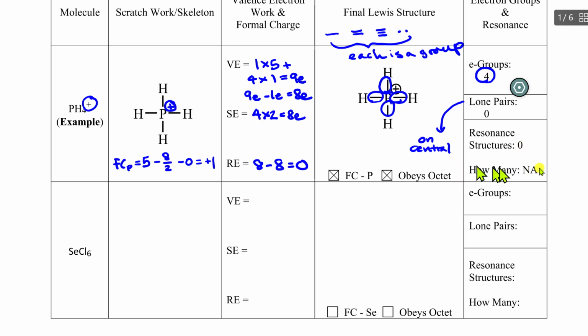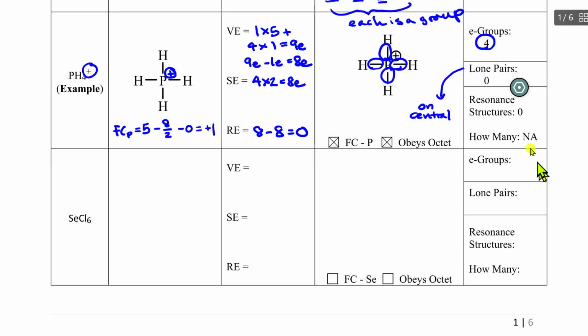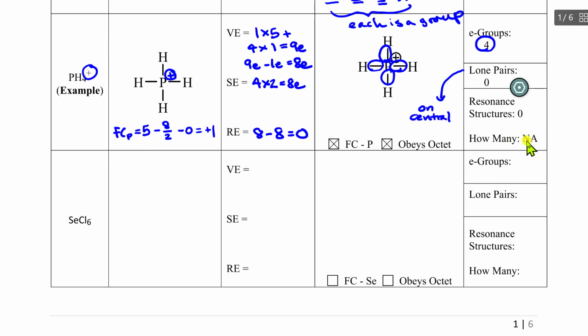And this doesn't say not applicable down here. Originally, the way this was set up, you're just supposed to put yes or no here, and then how many were down here, but I just decided that we would go ahead and put in the number of structures, 0 meaning there are no resonance structures.